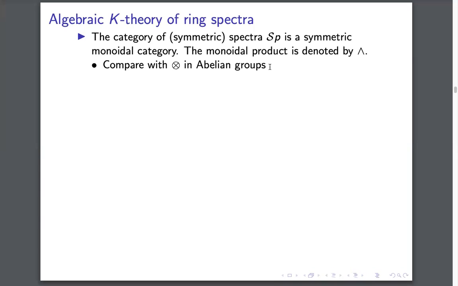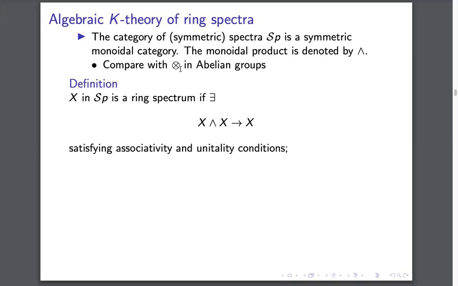So you can basically take many definitions you have in classical algebra, in ring theory, etc., and then replace all occurrences of tensor product with smash product and get the corresponding definitions in spectra. This is a common theme in homotopy theory. If you're wondering what I mean by this, for example, we can define what a ring spectrum is using the smash product. We say a spectrum X is a ring spectrum if there is a map from X smash X to X that satisfies associativity and unitality conditions.